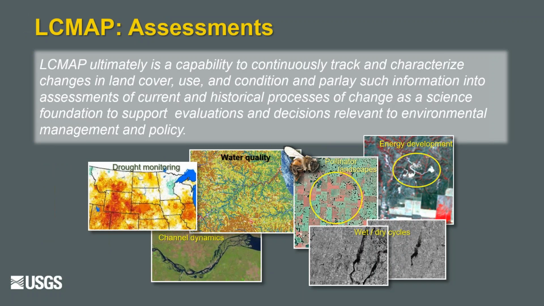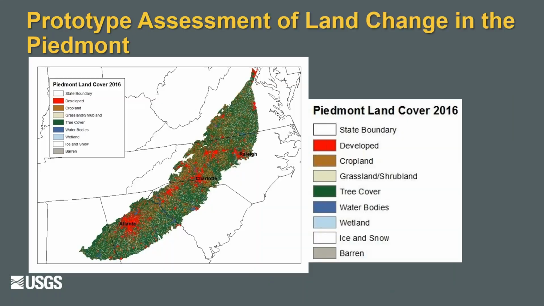The other components of LCMap, so the A and the P: the A stands for assessments and the P stands for projection. So really, why are we doing this? We want to actually be able to tell the story across the country of change and assess that change. What changed? Where did it change? And hopefully get to the why and what are the consequences of those changes in the future.